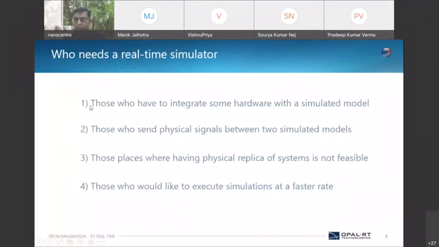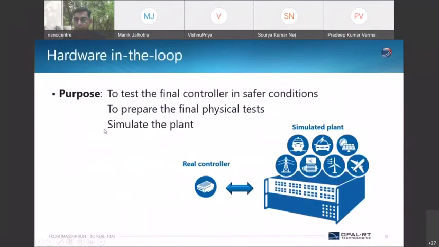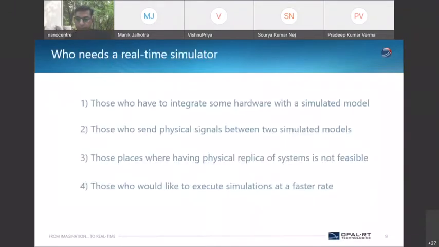So till now, we have understood where exactly we need to go for real-time simulators. Now the question arises: who exactly needs a real-time simulator? Those who have to integrate some hardware with the simulated model. This is one case which we have already seen. In the case of NIT Rourkela, they had their plant on the physical side, whereas the controller was on the simulator, and this condition is called RCP.